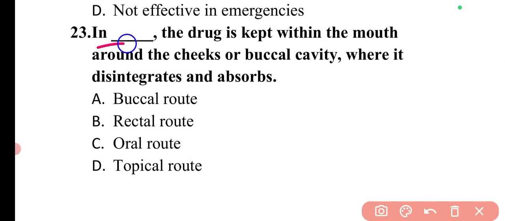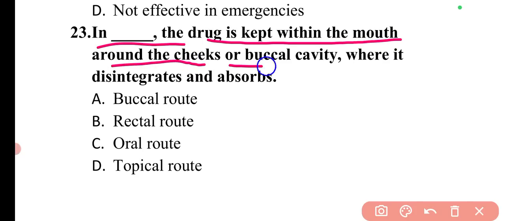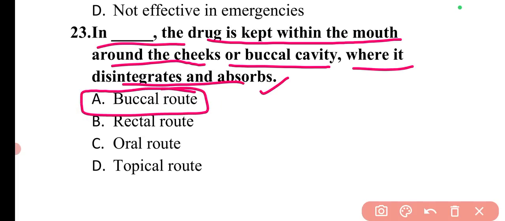Next question is in dash the drug is kept within the mouth around the cheeks or buccal cavity where it disintegrates and absorbs. So when the drug is kept within the mouth, around the cheeks or buccal cavity, this type of route is known as buccal route. So here option A will be the correct answer.